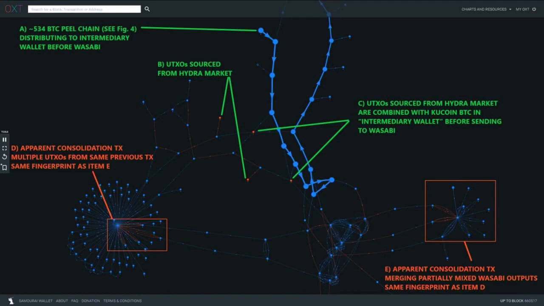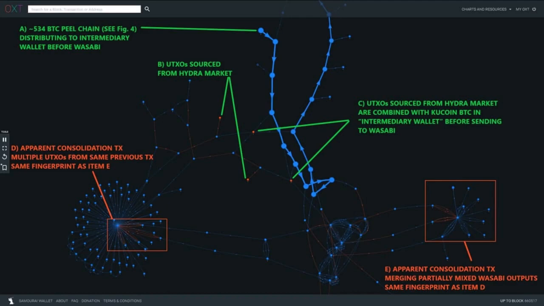And a couple of these addresses were involved in receiving inputs from Hydra, which is one of the largest darknet markets, which was our first clue about who this entity might be and who might be involved here. And if we move on to item D from this figure, we talked about the fingerprint of this second entity.